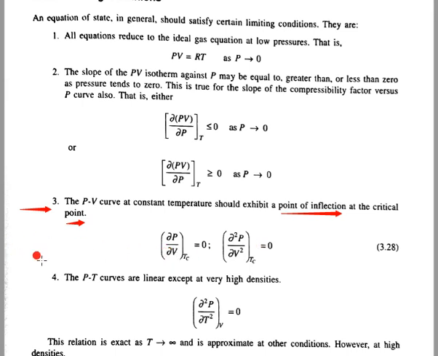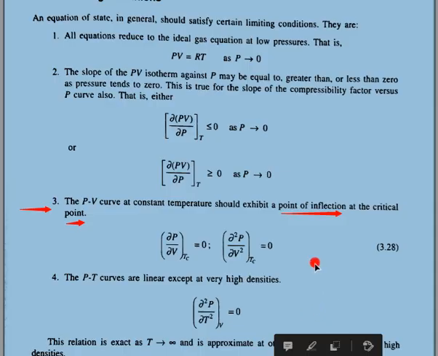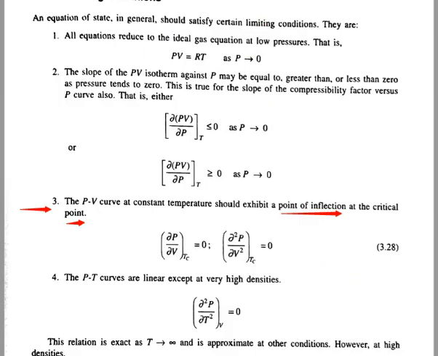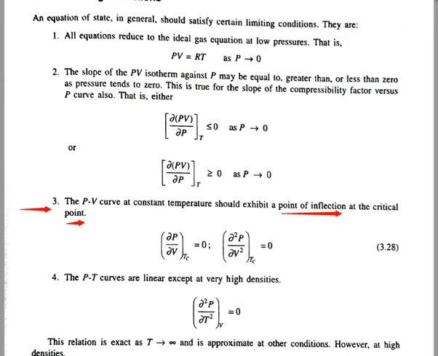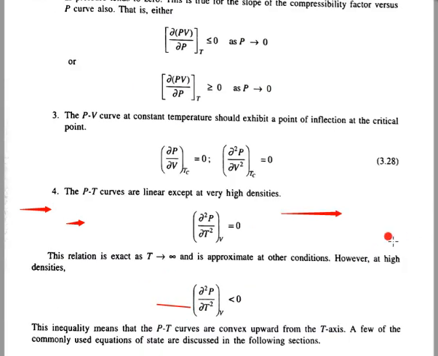Next, the fourth one is that the PT curves are linear except at very high density. That means in the pressure-temperature curve, the P and T curves are linear except at very high density. So del square P by del T square at constant volume should be equal to 0.